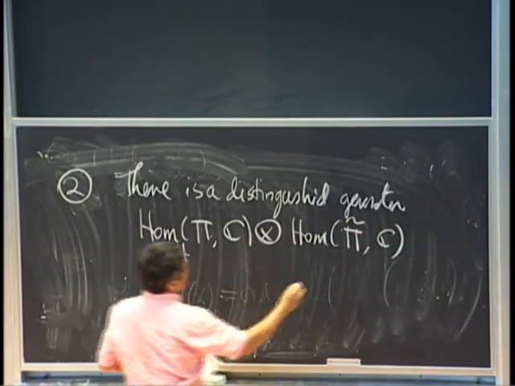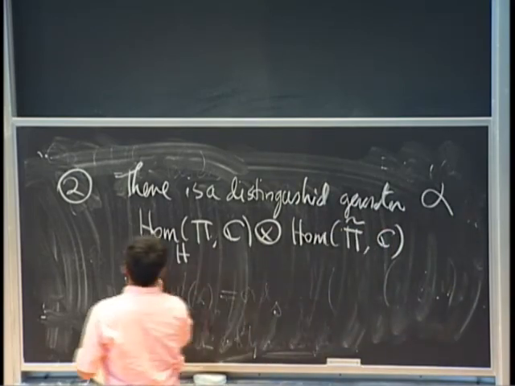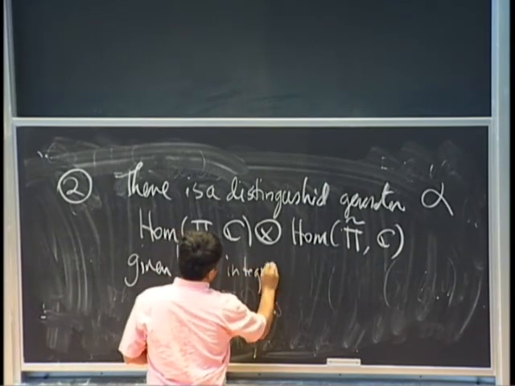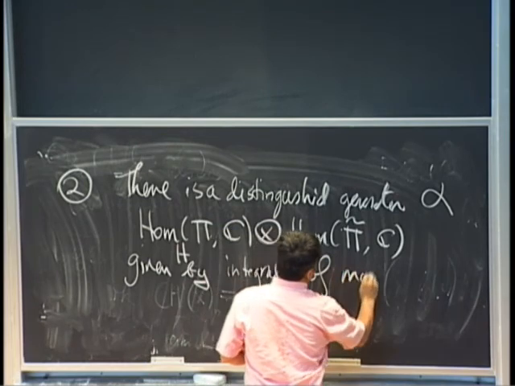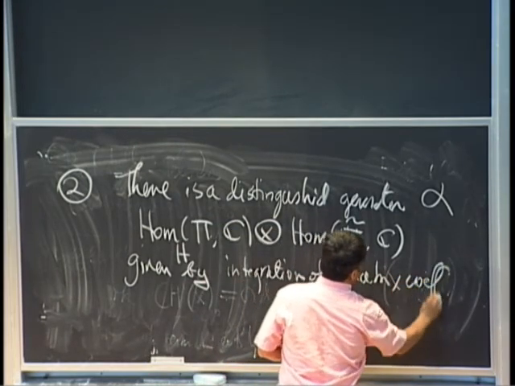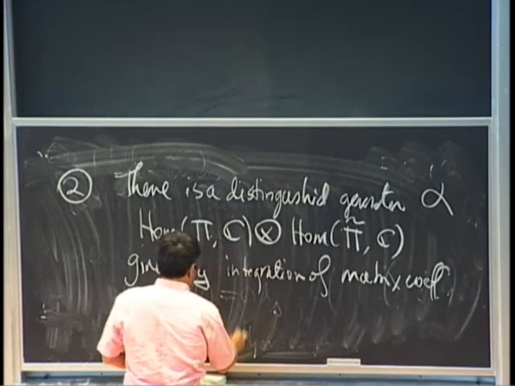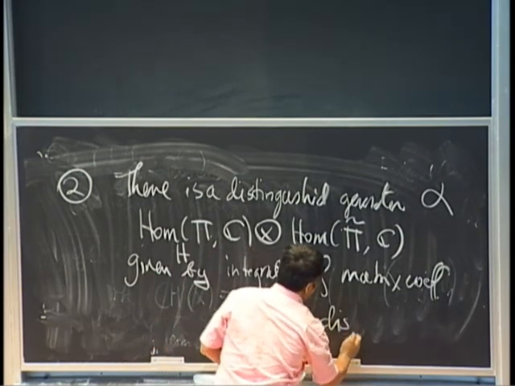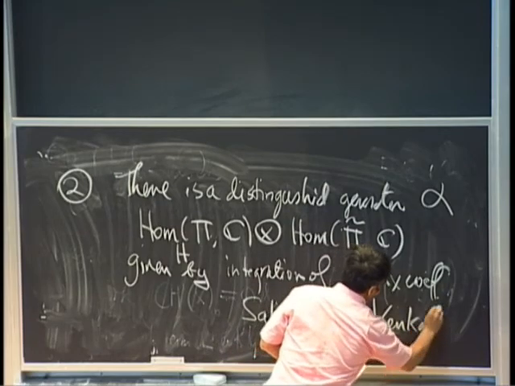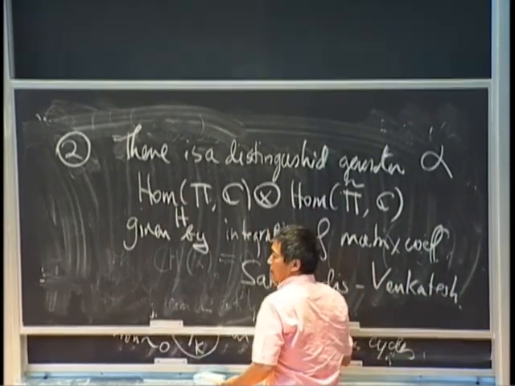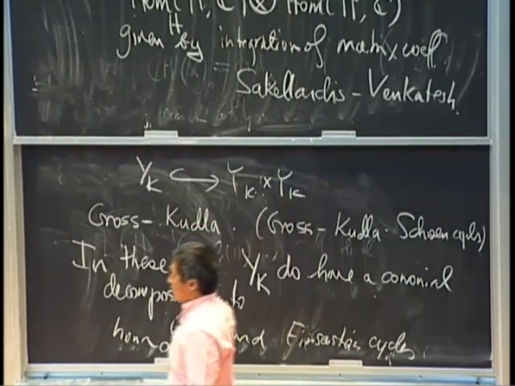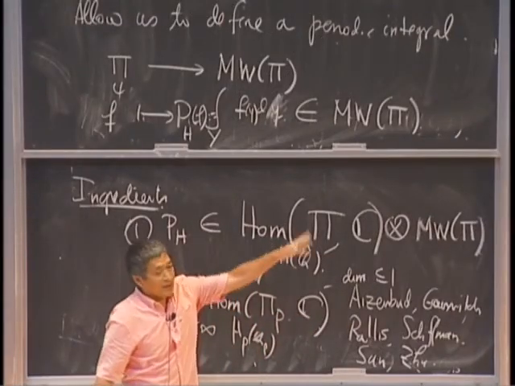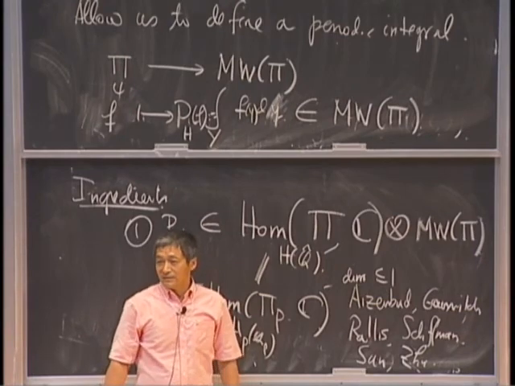Let's give a name, we're not going to write alpha 2, given by integration of matrix coefficient. So this is done by Sakellaridis and Venkatesh. Okay, well, so that's great. So I define a periods integral in this space. And for this first one, I have this distinguished generator there, right?